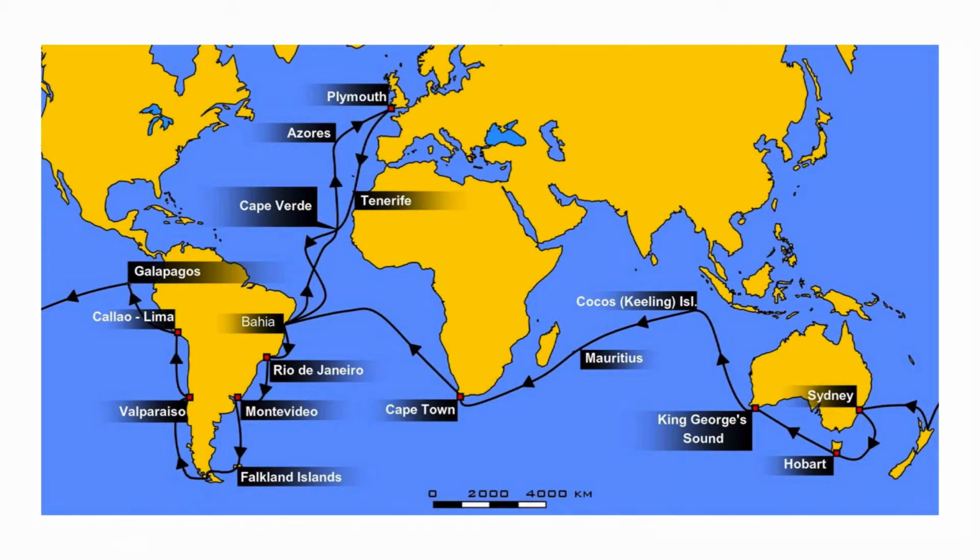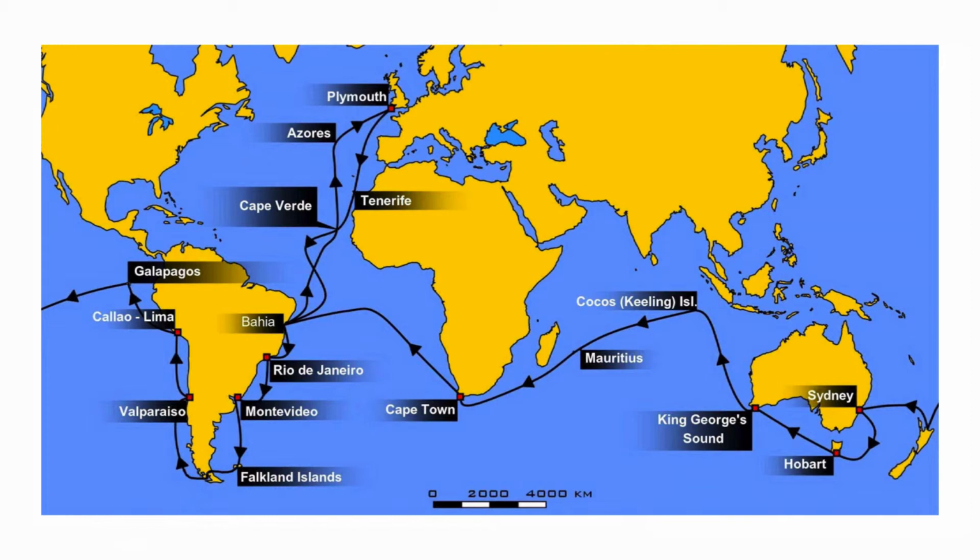Let's take a look at the trip itself. If we follow the line down from Plymouth, England, you'll notice that the Beagle sails to the east coast of South America, all the way down around South America up to Valparaiso and Lima, and then the Galapagos, and then to New Zealand, to Australia, through the Indian Ocean, around the Cape of Good Hope, around Cape Town in South Africa, and back up to England.